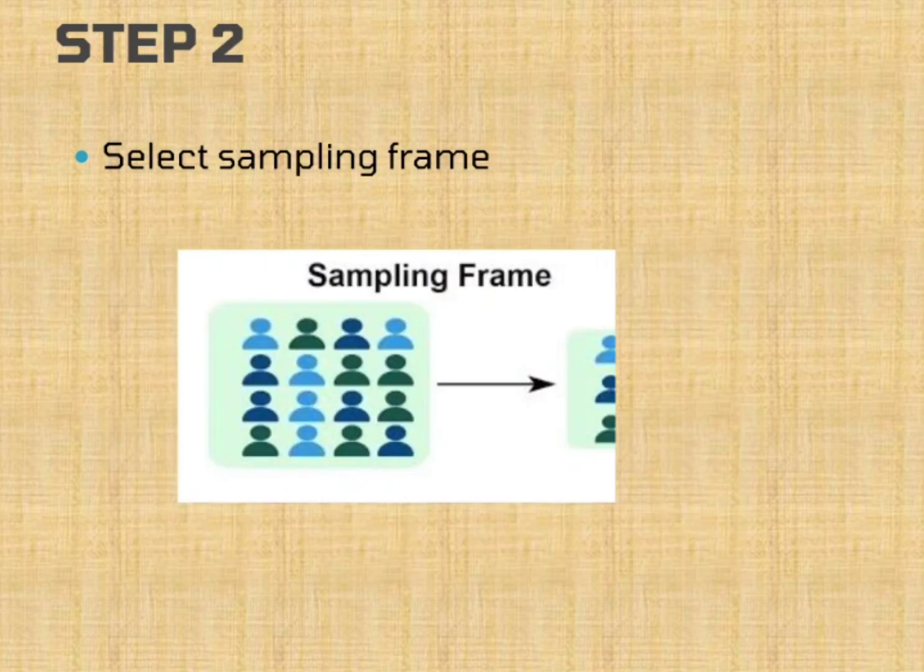The next step is selecting the sampling frame. Once the population has been identified, the next step is to select the sampling frame. A sampling frame is drawn from the target population. A sampling frame is a list of the actual cases from which the sample will be drawn. Thus, the sampling frame must be representative of the population. In brief, a sampling frame is a list of all the items in the population.